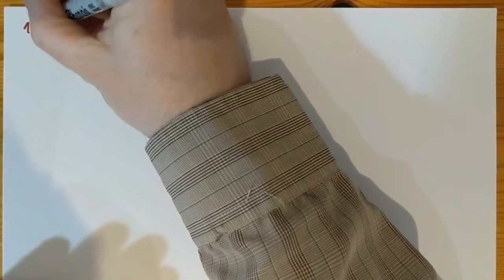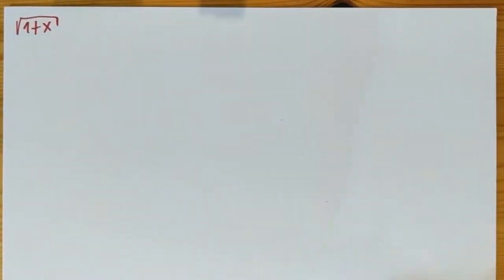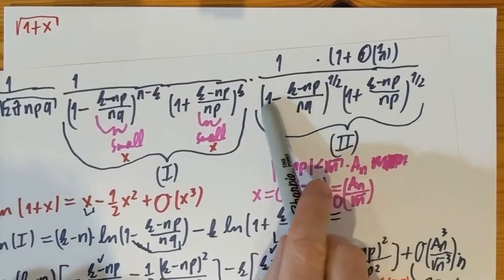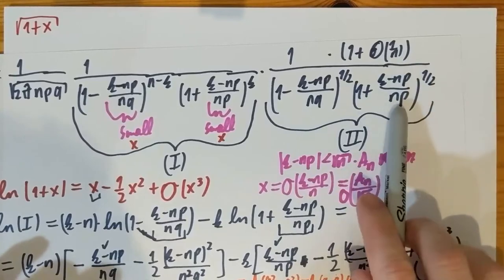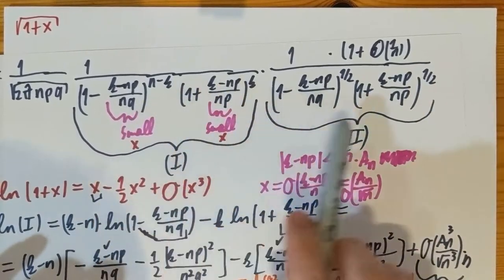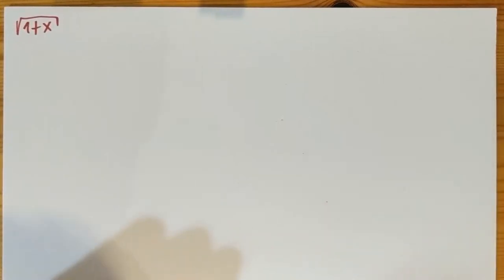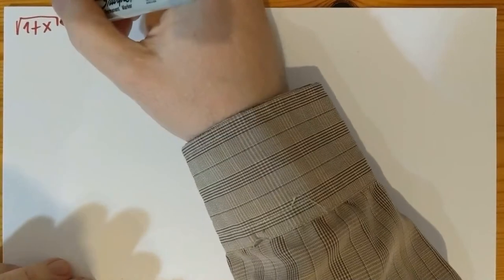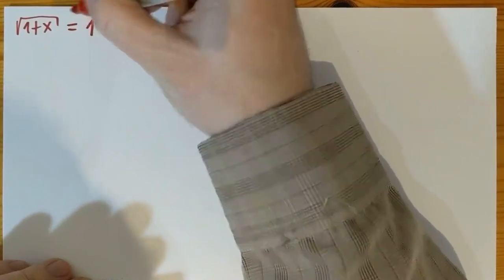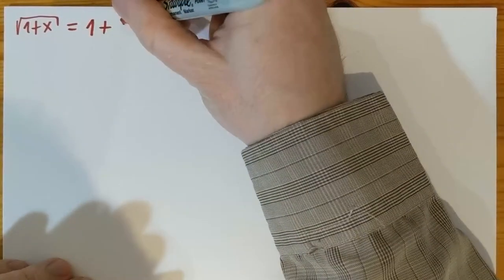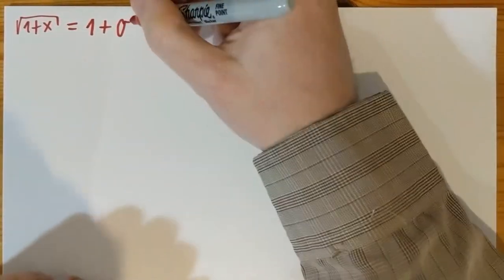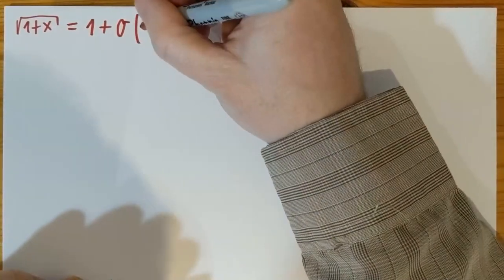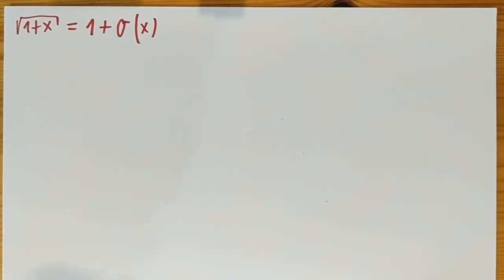To do that, what we see is something in the form of 1 plus x to the 1/2. Notice that in term 2, we see 1 plus x to the 1/2 or 1 minus x to the 1/2. K minus NP over NQ or K minus NP over NP are still small. It's the same terms as here. So these are still small. And so 1 plus square root of x is, in the first approximation, of course 1, when x is small. But then there is an error term, and I don't need actually for term 2 to do anything fancy. I'm just going to say that there is a linear error. So it's big O of x.